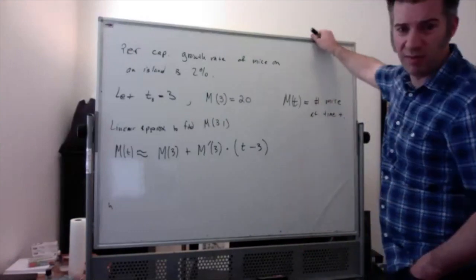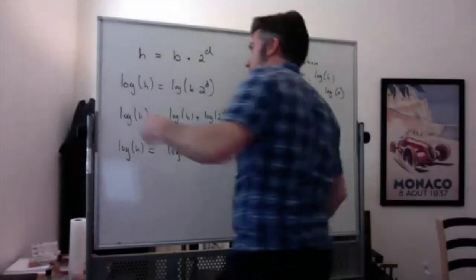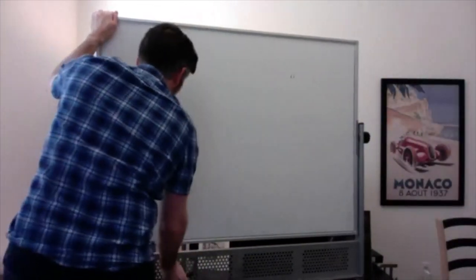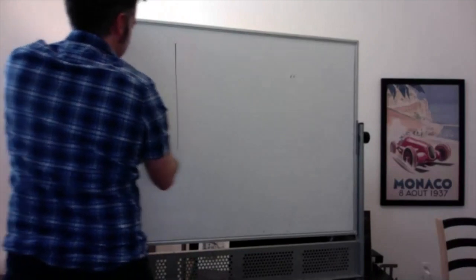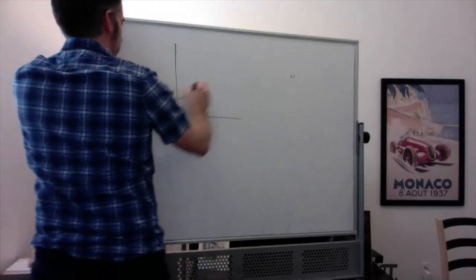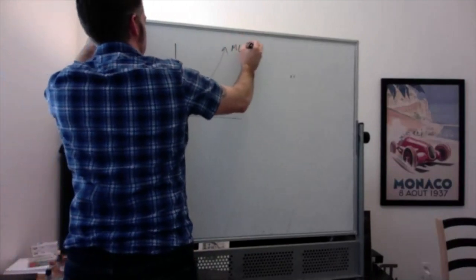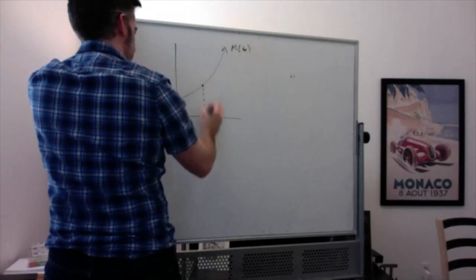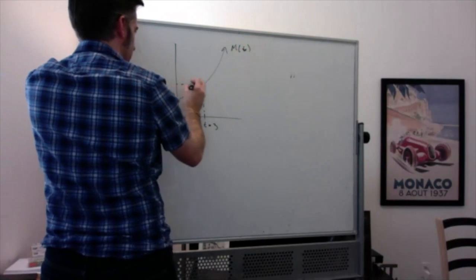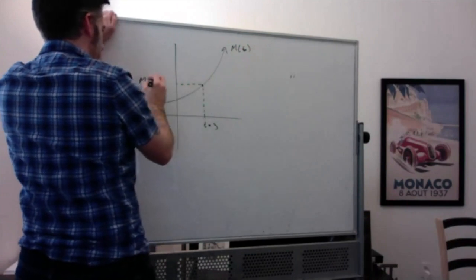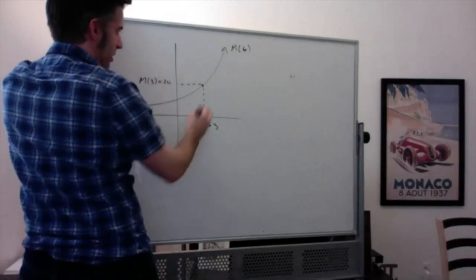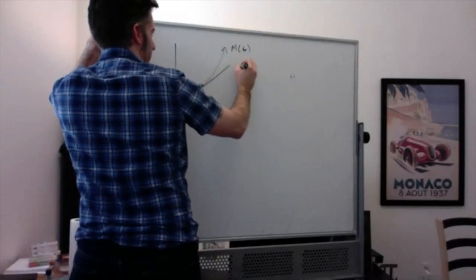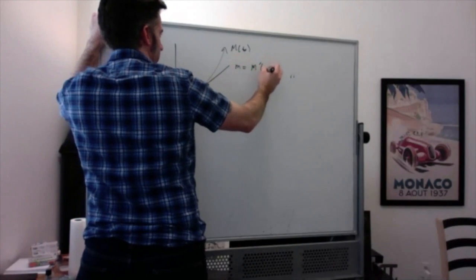Let me draw something on the other side here just so you guys can see this. I know it's been a little while. So let's say this is the number of mice, and here is t equal to 3, and here is M of 3 equal to 20. And the idea is that we're taking this tangent line, and the slope of that is M prime of 3.